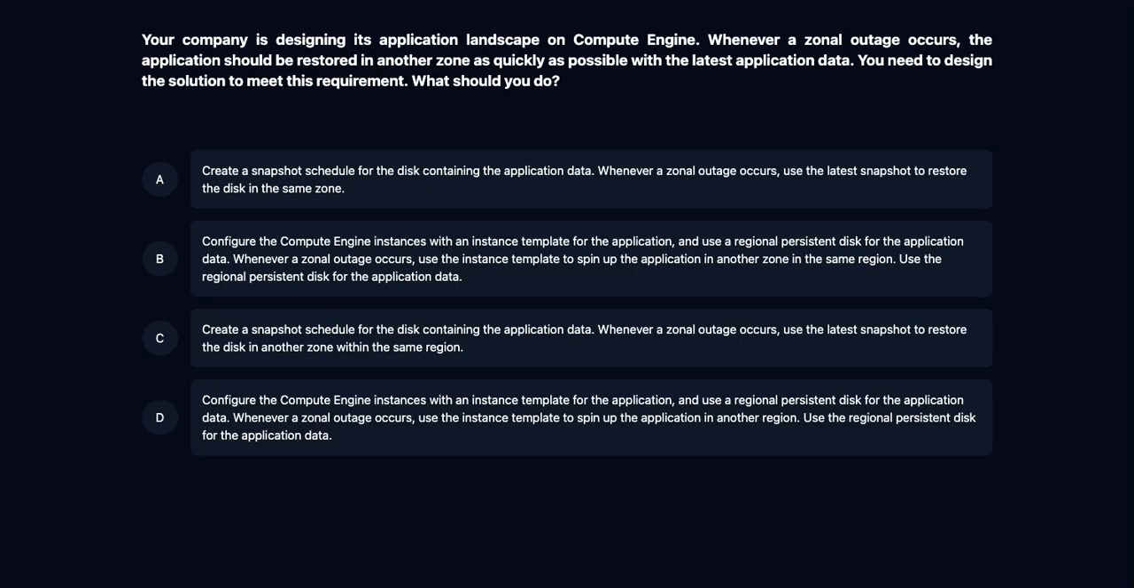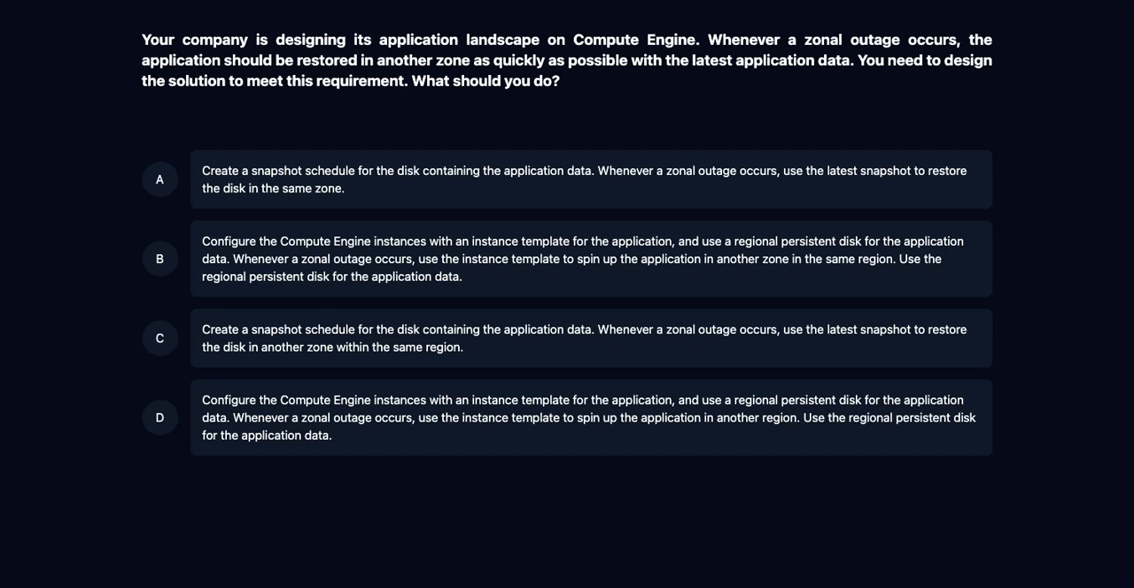Your company is designing its application landscape on Compute Engine. Whenever a zonal outage occurs, the application should be restored in another zone as quickly as possible with the latest application data. You need to design the solution to meet this requirement. What should you do? Option A. Create a snapshot schedule for the disk containing the application data. Whenever a zonal outage occurs, use the latest snapshot to restore the disk in the same zone.